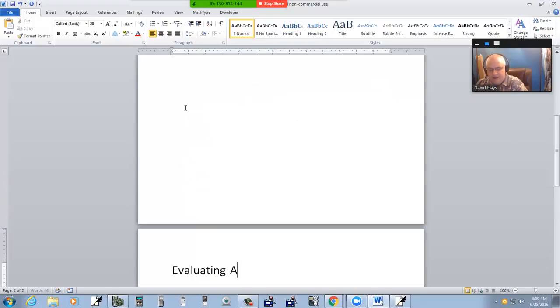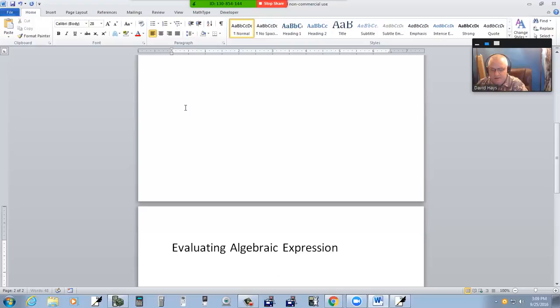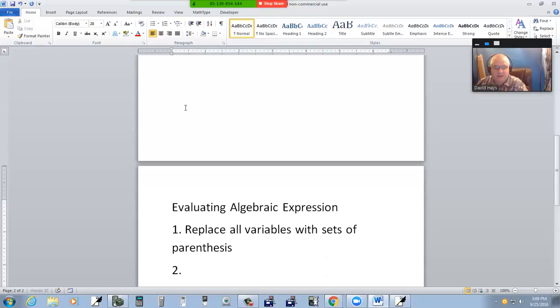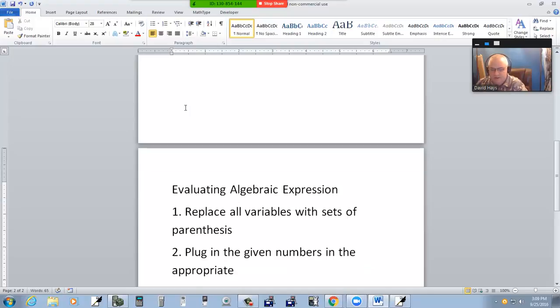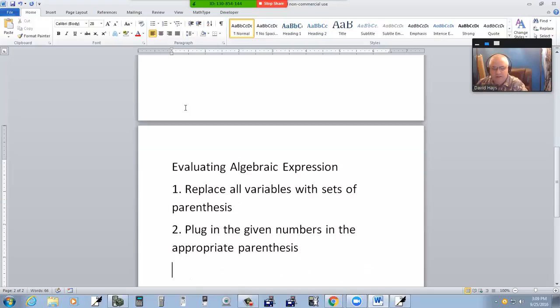Now evaluating an algebraic expression, step 1, replace all variables with sets of parentheses. Step 2, plug in the given numbers in the appropriate parentheses. And step 3 is to simplify.